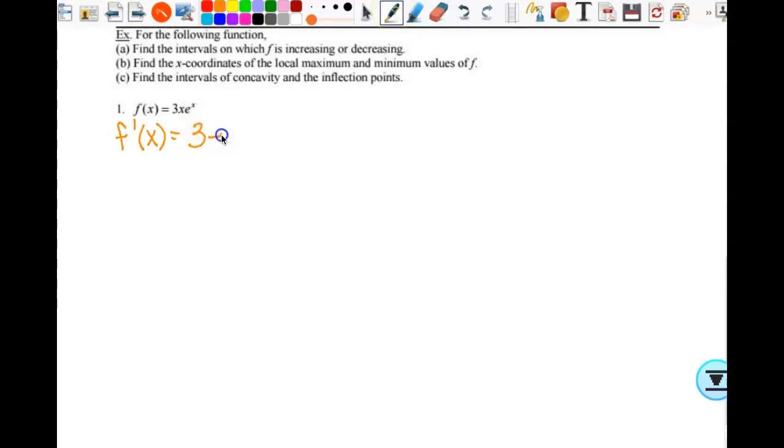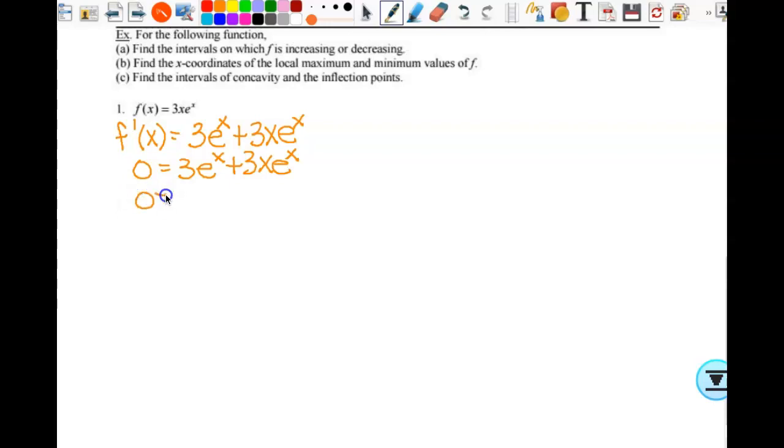Derivative of the first times the second plus the first times the derivative of the second. Do we all agree with that? Okay. So we're going to want to set that equal to 0. When we set it equal to 0, 3 times e to the x plus 3x e to the x. The first thing I want you asking yourself is, should I factor or can I factor? The answer is yes. So we're not moving anything over just yet, right?